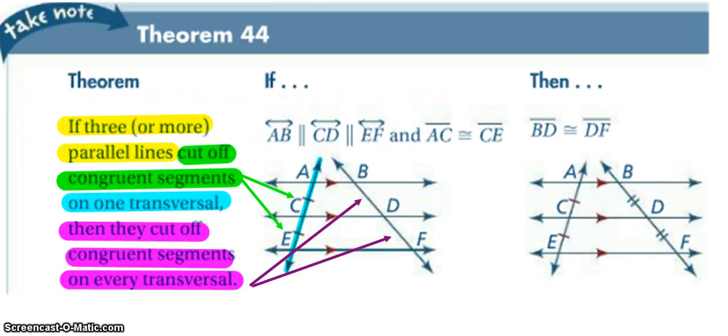I tried to color code Theorem 44 here to make it a little bit simpler to understand, but what it says is that if we have 3 or more parallel lines, and then we have one transversal that cuts it and has congruent sections, so here we see our 2 congruent parts, then any transversal that will cut through these parallel segments will also create congruent sections.